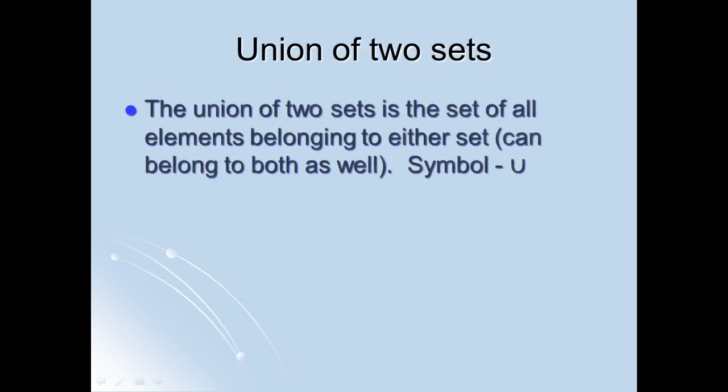The union of two sets is the joining of those two sets. It's the set of all elements that belong to either one of the sets. It can also belong to both. The symbol for the union of two sets is actually a U. This is why it's so important to make sure that your capital letters are slanted, especially with the universal set.